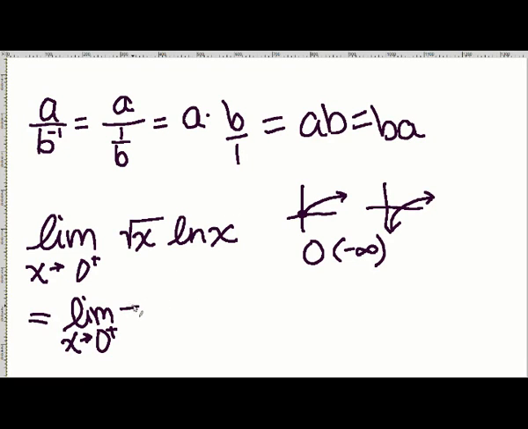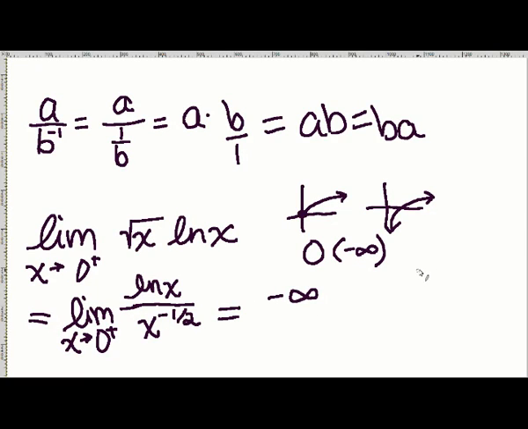And so I'm going to move the square root of x to the denominator. I'm going to leave the natural log of x where it is. So natural log of x over square root of x is x to the 1/2. And then if I move it to the denominator, it now becomes x to the minus 1/2. And as x goes to 0 from the right, this is still minus infinity, same as it always was.